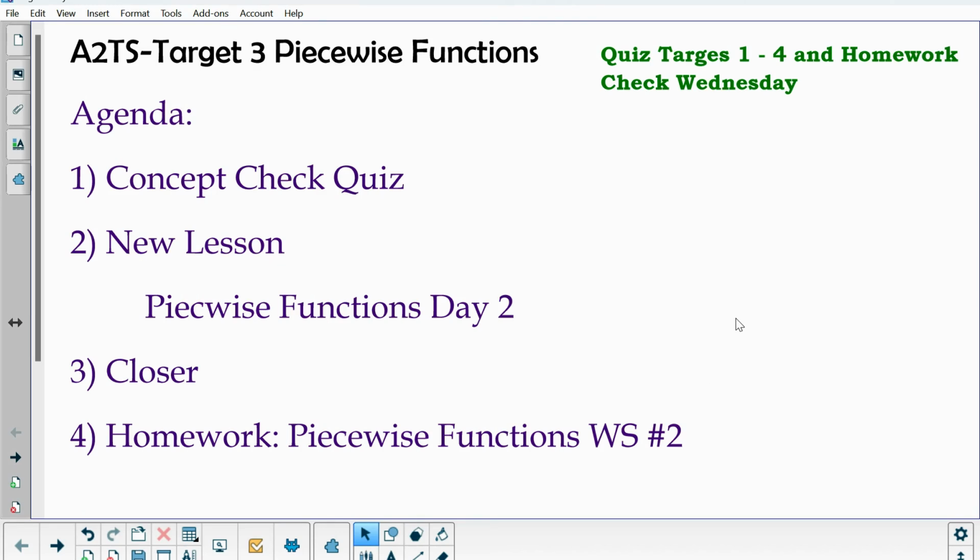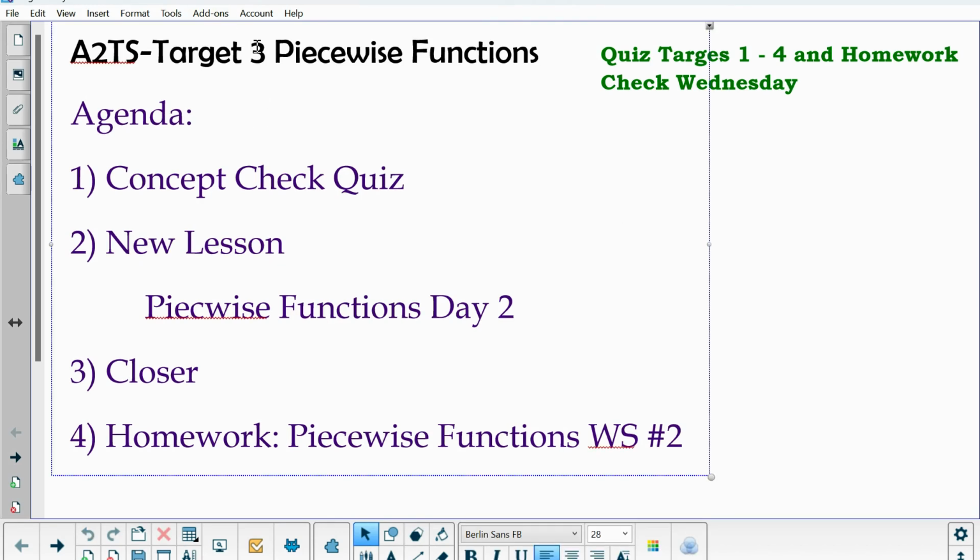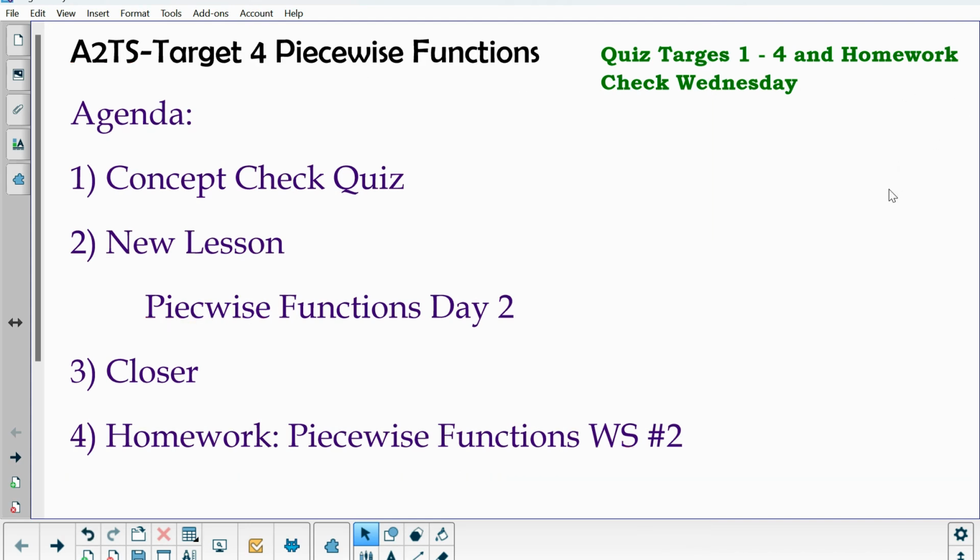Today's video is on the next day of Piecewise. That is target 4. So you're first going to start off with that concept check quiz. Hopefully you have already done that. And then we're just going to continue our conversation about piecewise functions. When you're done, there is a closer that was in the same spot as this video, as well as the homework, which you will finish on the worksheet that is attached to the handout.